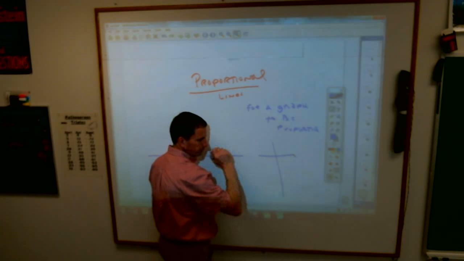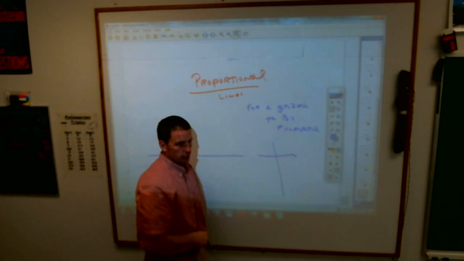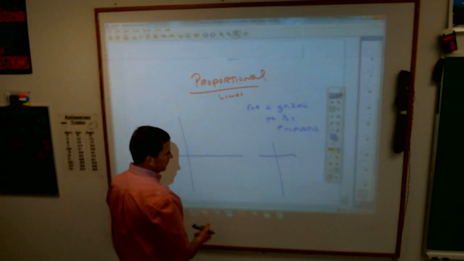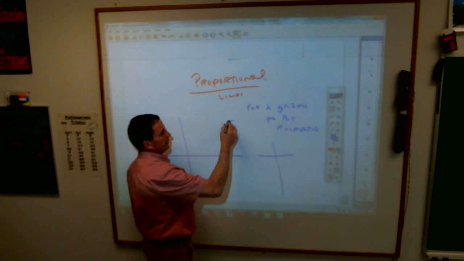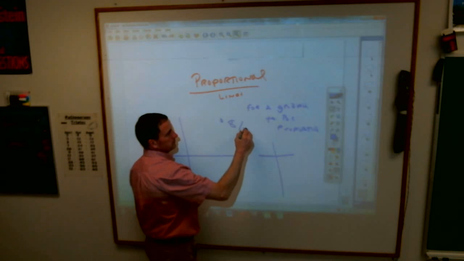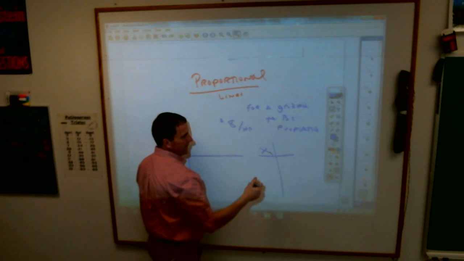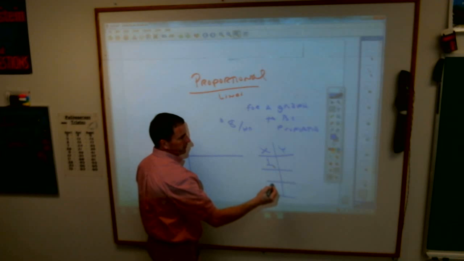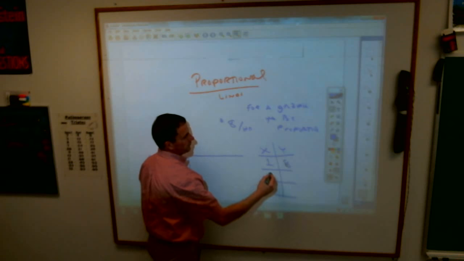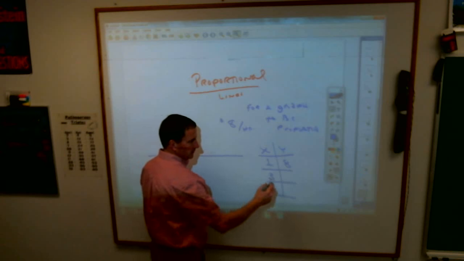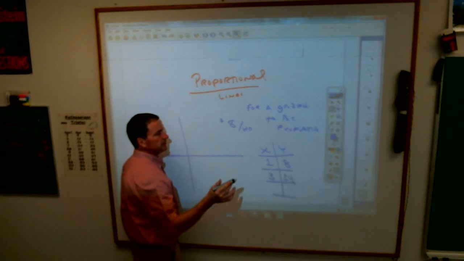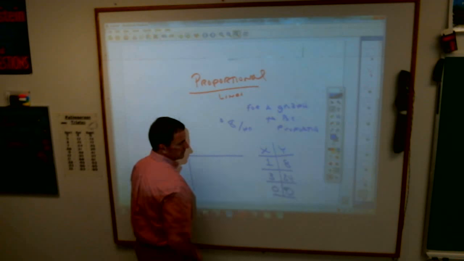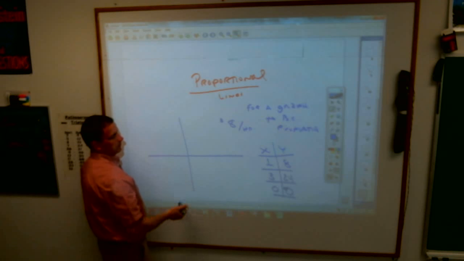Now, I will give you something that's proportional. Generally speaking, when you work for somebody, the money you earn is proportional to the amount you work. So let's say you're making $8 an hour. If x is the number of hours you work and y is the money you make, if you work for 1 hour, you're going to make $8. If you work for 3 hours, you're going to make $24. If you work for no hours, you're going to make no money. And if you graph this little equation, it would be this.